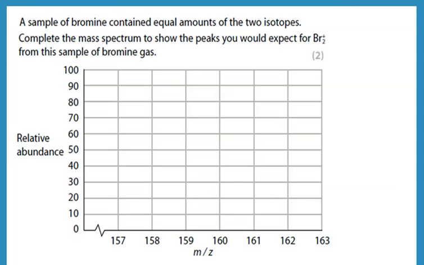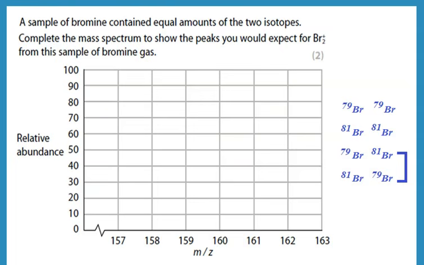Okay, another question here is telling me a sample of bromine contained equal amounts of 2 isotopes, and the question tells me somewhere else that the isotopes of bromine are one that has a mass of 79 and another that has a mass of 81. It says complete the mass spectrum to show the peaks you would expect for a Br2 plus sample. So it's telling me I have a bromine molecule, made up of 2 bromines.